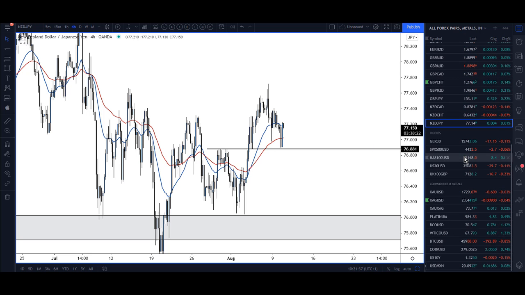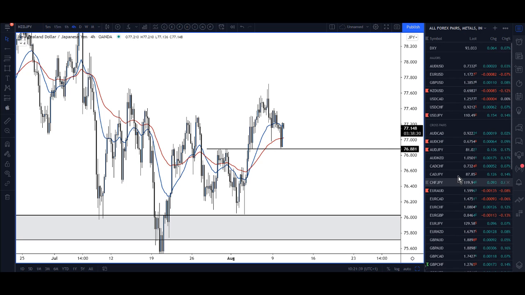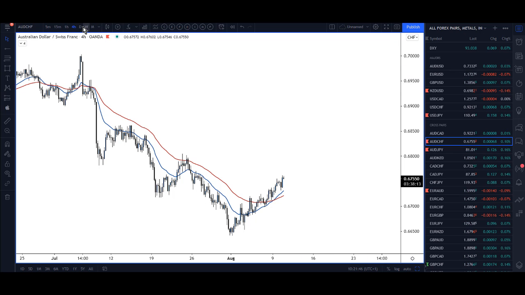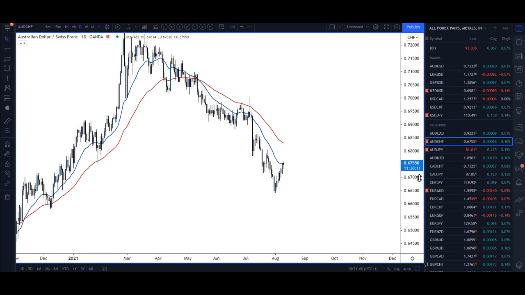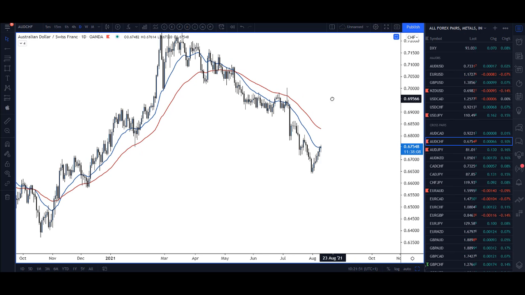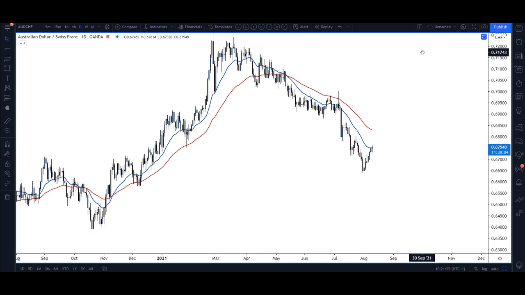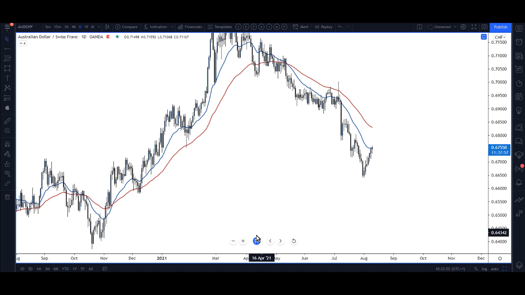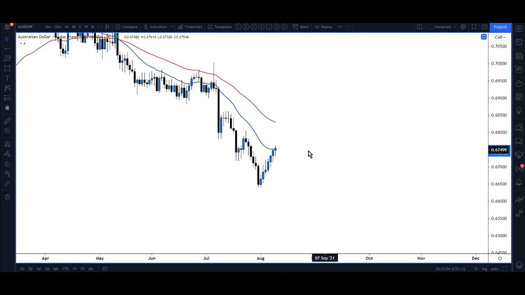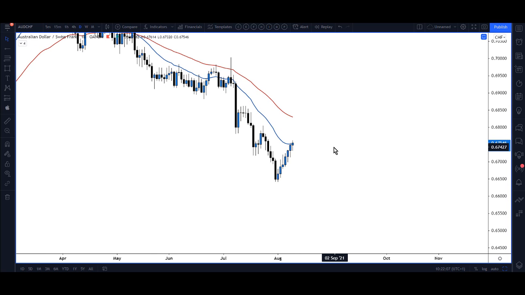What else is of interest today? Let's have a little look at Aussie Swiss, because on the daily you can see it's in a really, really nice downtrend. So the smart trade on this is to be selling. Now, price came into the daily 20 moving average yesterday, so it would be very sensible in my eyes to start looking for sell opportunities.